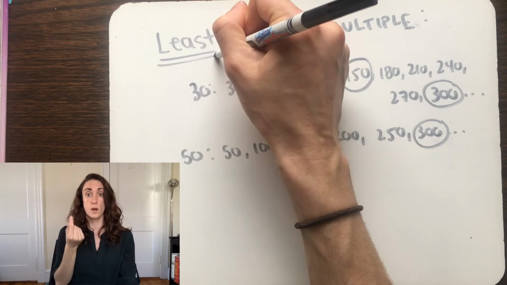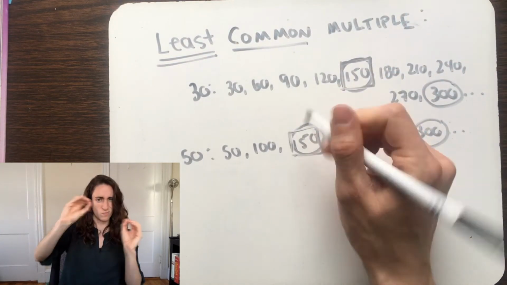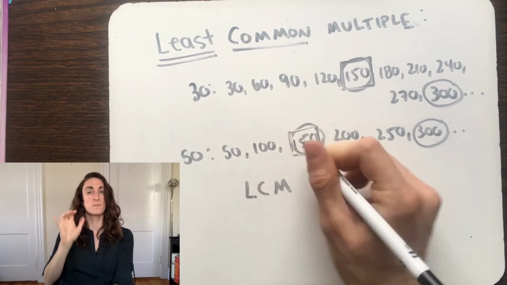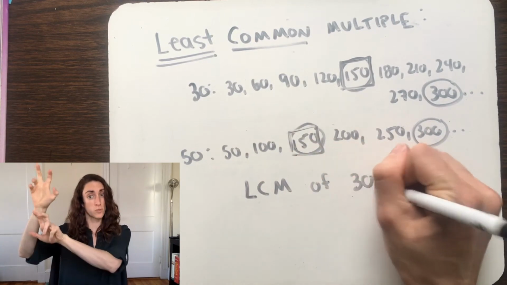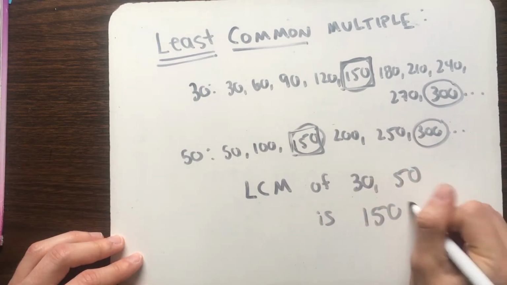Now we're ready to find the least common multiple, which is our real goal. So we can look at the common multiples that we've found and identify which one is the least, the smallest, or the first one that shows up. That's 150. Before that, there are no common multiples, and all the ones after that are greater. 300, for example, is a common multiple, but it's not the least common multiple.